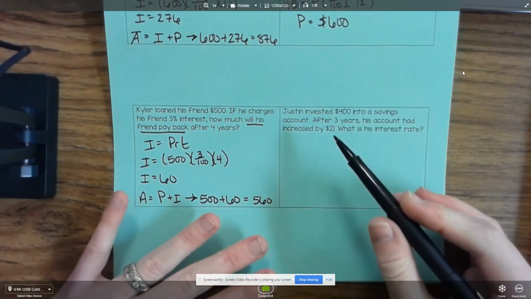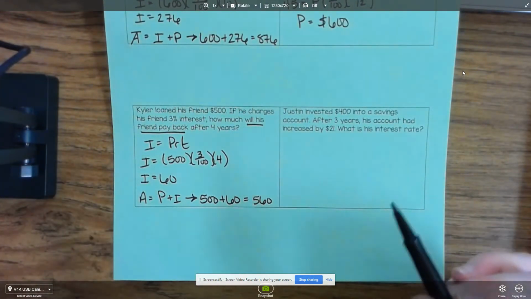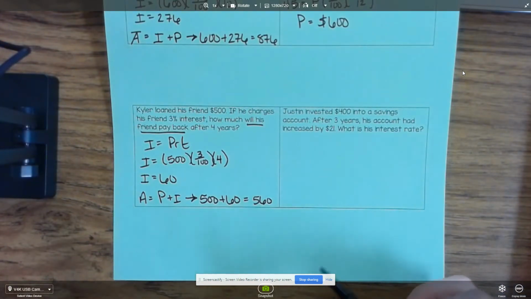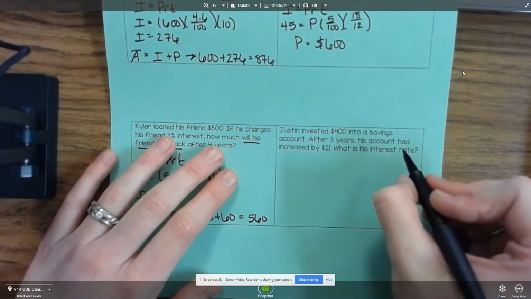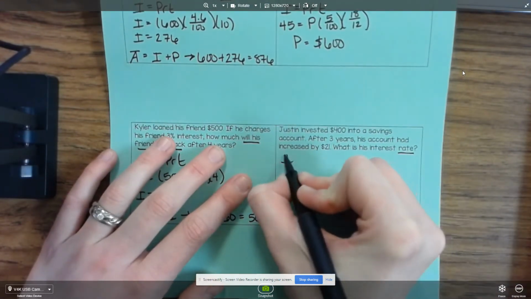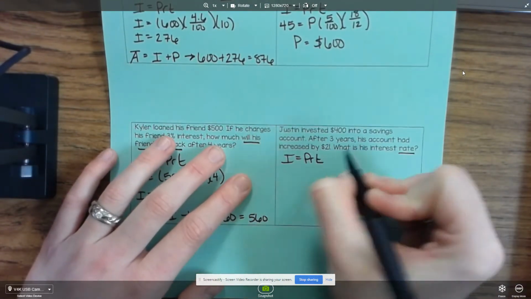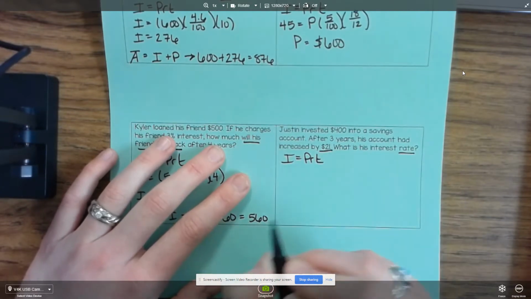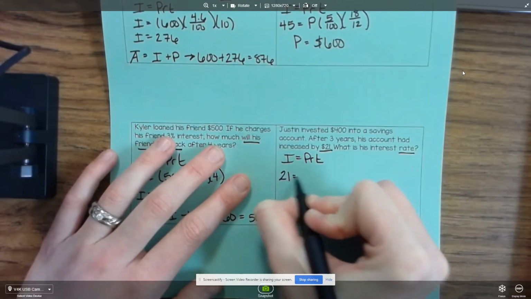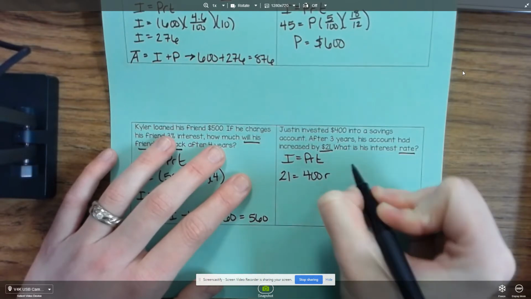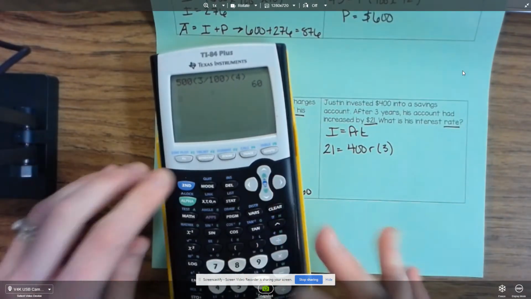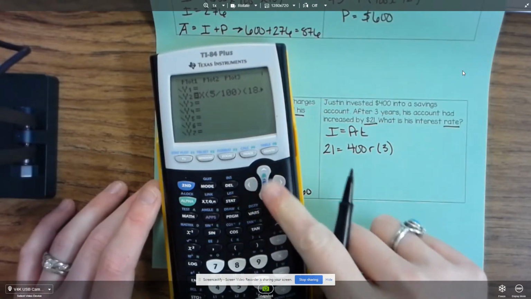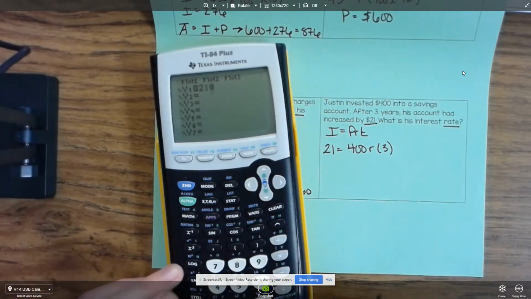All right, last one. Justin invested $400 into a savings account. After 3 years, his account had increased by $21. What is his interest rate? So now we're looking for the rate. So if 21 is what the account increased by, that would be my interest. We're looking for the rate. We know the time. So this is another one that we have to stick into y.